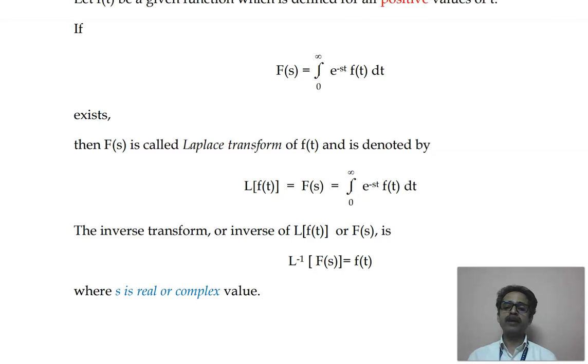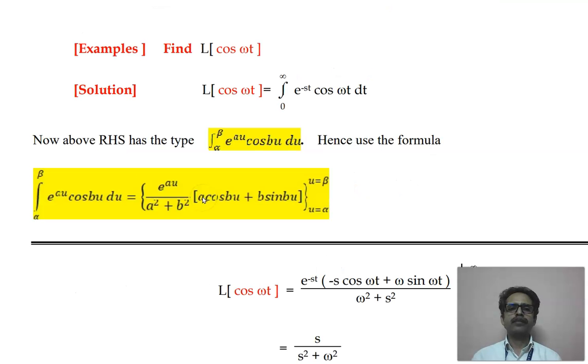Now we'll find the Laplace transform of some standard functions. Here is an example: find L of cos omega t. That means find the Laplace transform of cos omega t. So there you have to apply the above definition. Put f of t as cos omega t in the definition. You get Laplace transform of cos omega t is equal to the integral from 0 to infinity of e raised to minus st cos omega t dt. Here t is a variable of integration, s is a constant, omega is a constant.